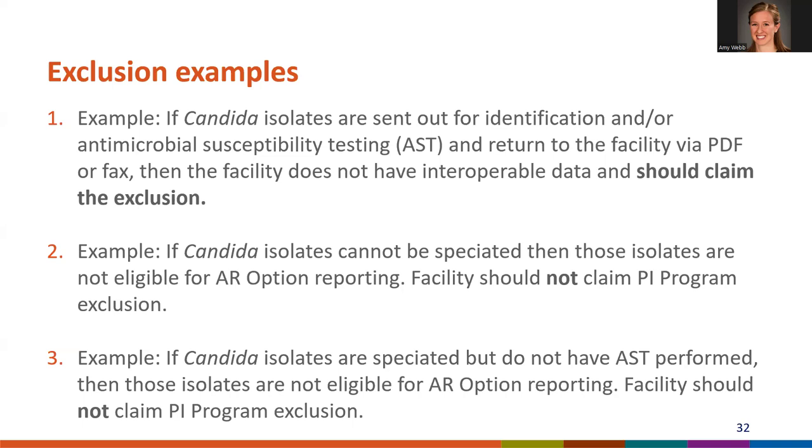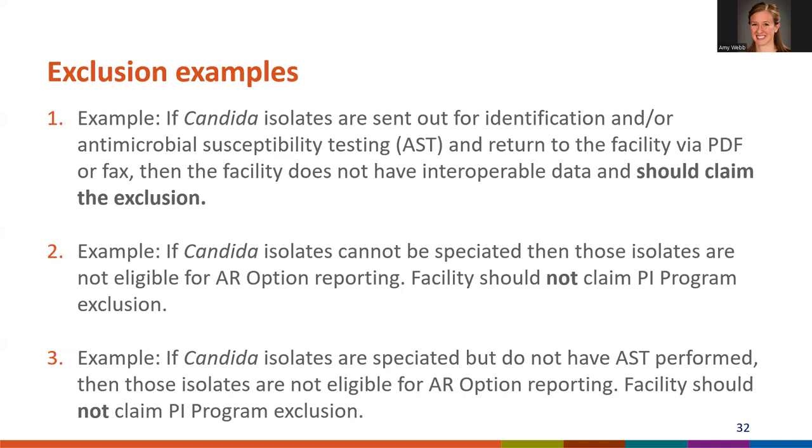And we're going to use Candida since that's the most common organism type asked about in our previous presentations as well as on the NHSN Help Desk. So in example number 1, let's say Candida isolates are sent out for identification and or antimicrobial susceptibility testing, or AST, and returned to the facility via PDF or fax. Then the facility does not have interoperable data and should claim the exclusion for the PI program measure.